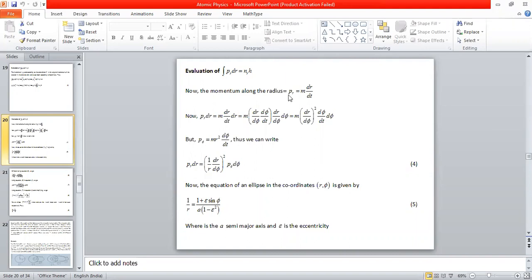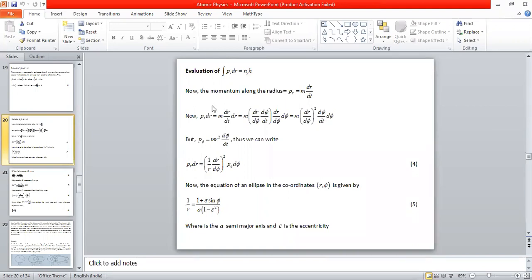And radial momentum Pr is given by m into dr by dt. dr by dt is nothing but the radial component of velocity. So therefore m into dr by dt is radial momentum Pr. nr is the radial quantum number. I repeat, nr can take all sets of values starting from 0, 1, 2, 3, etc.